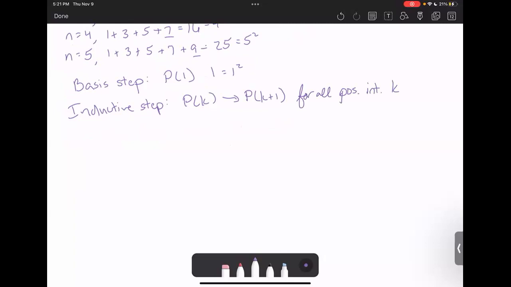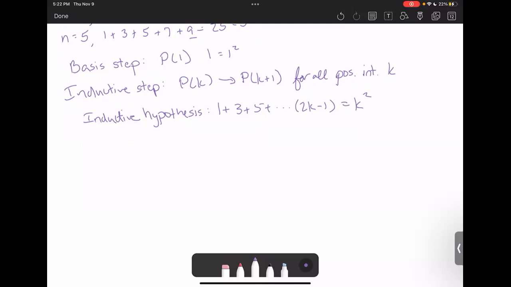So we assume our inductive hypothesis. I will not use the shortcut. Our inductive hypothesis is 1 plus 3 plus 5 plus all the way down to 2k minus 1 is equal to k squared. So now we need to do a little bit of math, and think about what we want to do with P of k plus 1. Our P of k plus 1 starts with 1 plus 3 plus 5 plus all the way down to 2k minus 1 plus 2k plus 1.